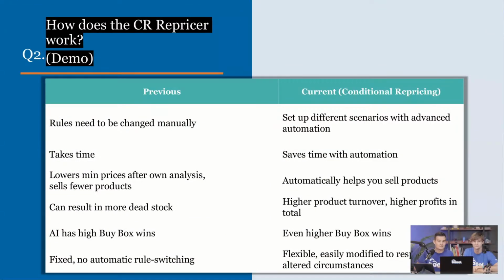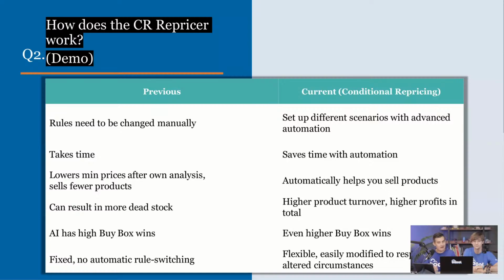So the three main differences between conditional repricing and AI repricing is you're able to auto switch rules based on the market conditions. Previously, if a rule isn't working out for you, then you might need to go into the repricer and change the rule manually yourself. But now, with the different scenarios, there's actually automation. So it actually automatically switches the rule for you.